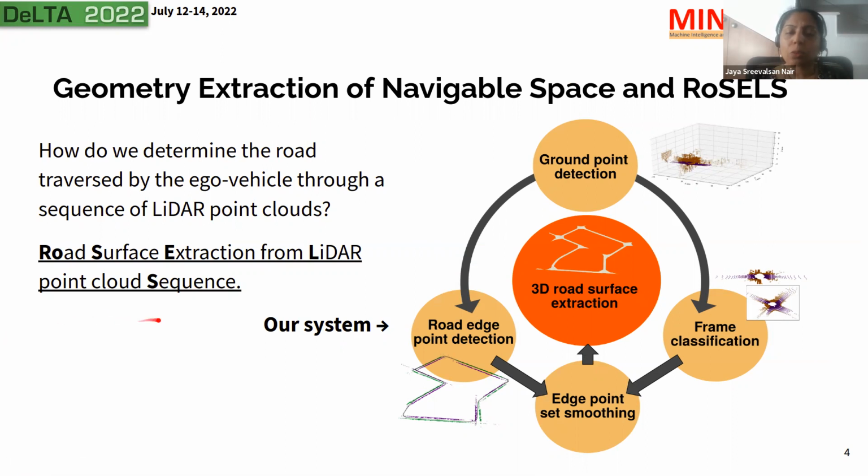We focus on the road surface as a navigable space of the ego vehicle. Our proposed algorithm for the stated problem is RoSELS, that is, Road Surface Extraction from LiDAR Point Cloud Sequence. It has these 5 major steps that you see on the right.